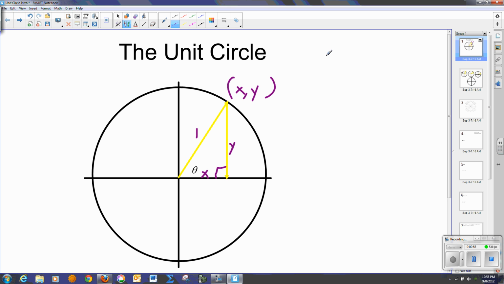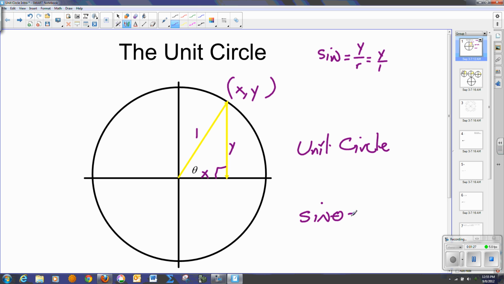Normally our sine ratio is equal to the opposite side, so in this case over the hypotenuse, which is the radius, which in this case is 1. So for the unit circle, we can say that the sine value of an angle is equal to just y.